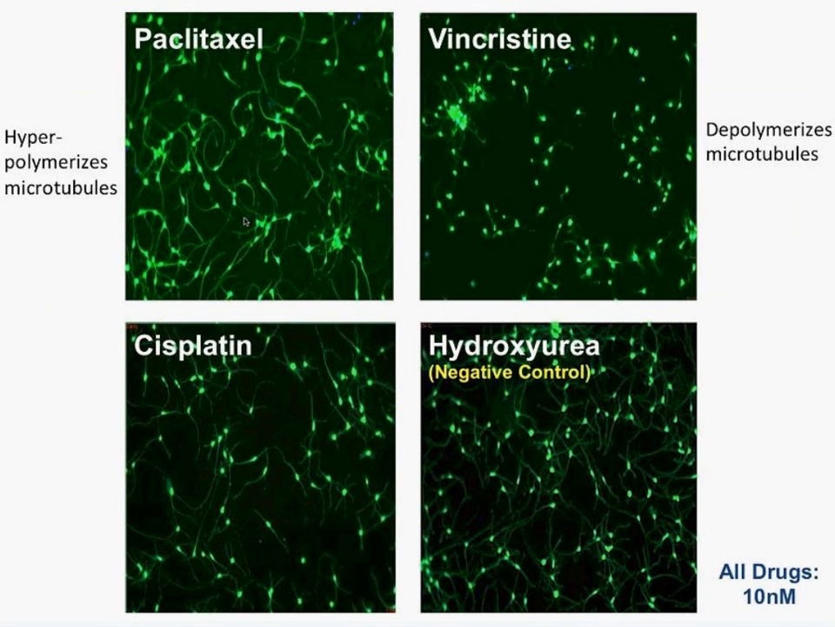This just gives you an idea of what it looks like for paclitaxel, vincristine, cisplatin, and hydroxyurea. Hydroxyurea is a chemotherapeutic agent that does not cause neuropathy, so it's used as our negative control. And you can see there's quite a bit of difference. This is 10 nanomolar of drug, which is physiological. It's actually quite low. What you can see is some thickening of the neurites after treatment with paclitaxel, an agent that hyperpolymerizes the microtubules, whereas with vincristine, which is known to depolymerize, you can see almost none of the neurites formed here. You see the cell bodies, but there's not much in terms of communication between cells.